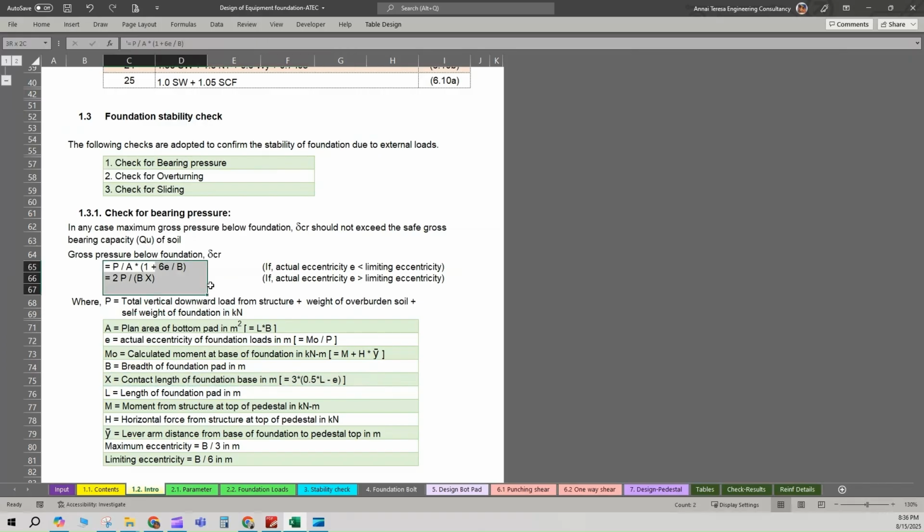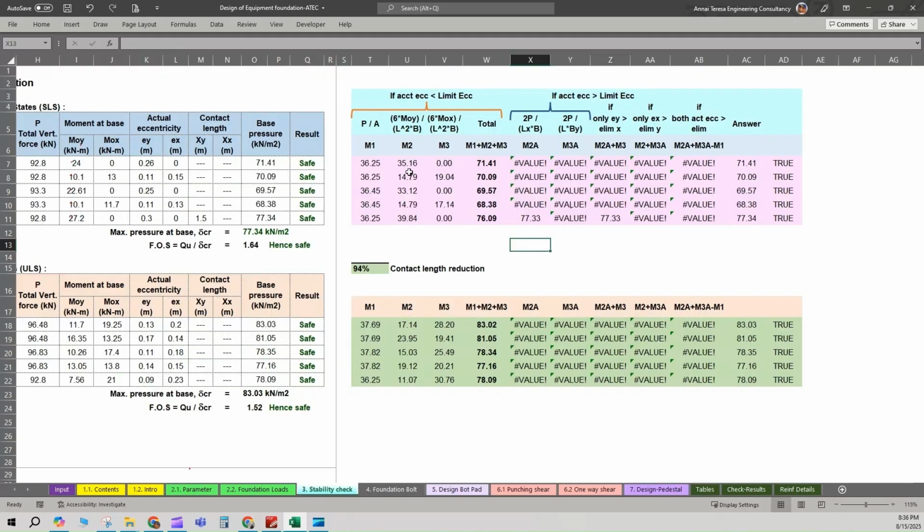These equations you may have seen in our first video. The explanation is already provided here. So let us see how it is to be calculated now. In our case, except for the last case, all are within the limit of eccentricity. All the actual eccentricities are within the limit. So now let us look at how it is calculated.